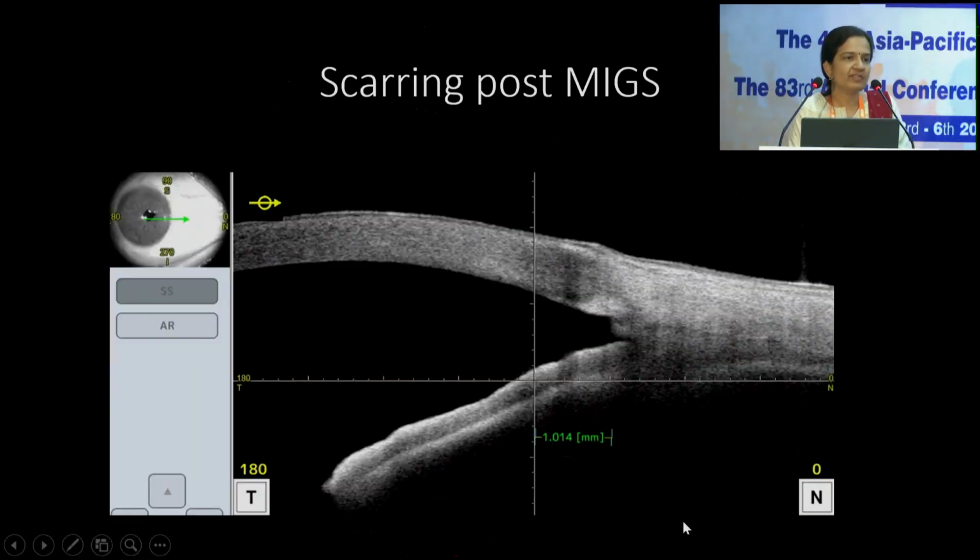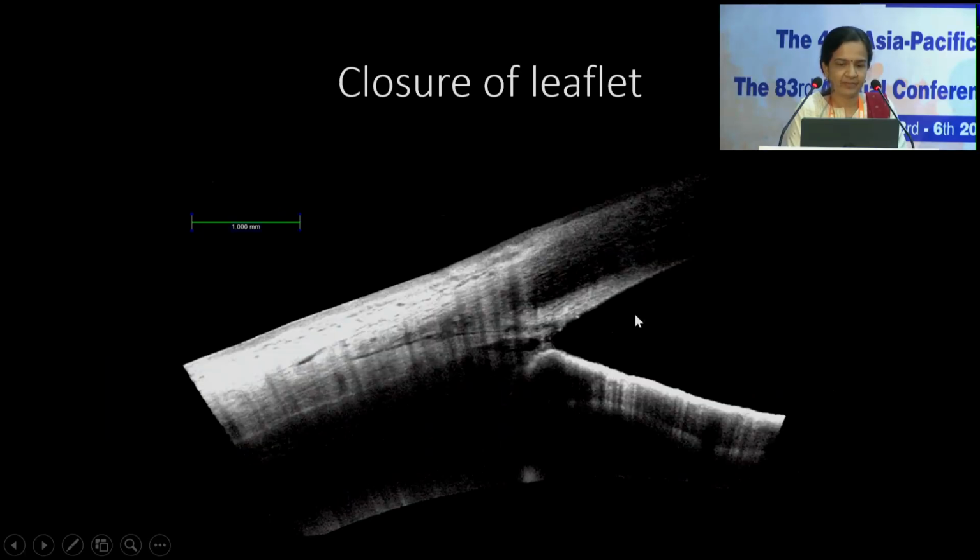Now that we have seen the different types of clefts, we can also assess the scarring post minimally invasive glaucoma surgery, and here you can see the scarred cleft. In this particular case, the GAT leaflet has actually closed after surgery. This is 1 month post-op, in which the leaflet has closed after the surgery.